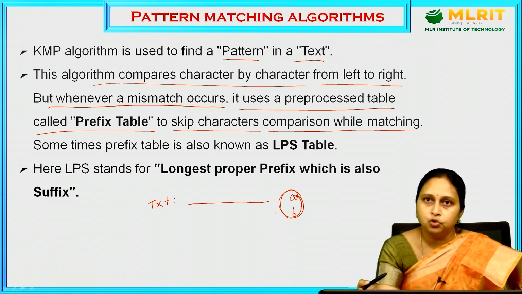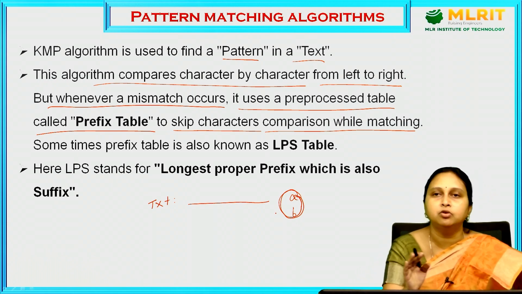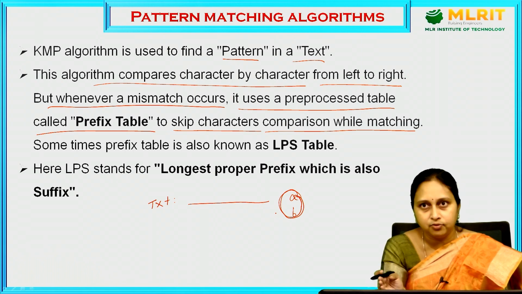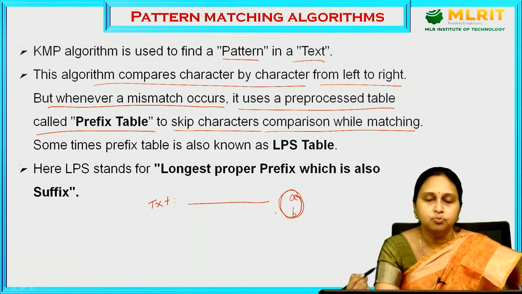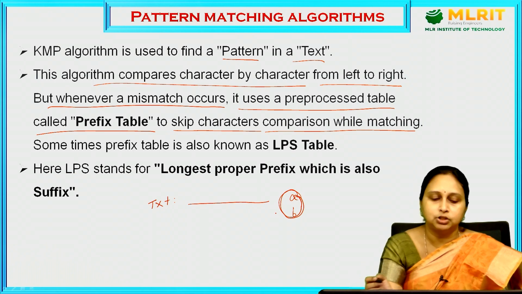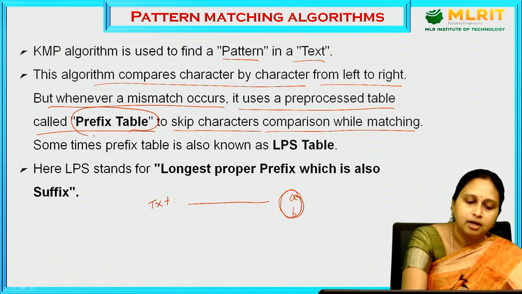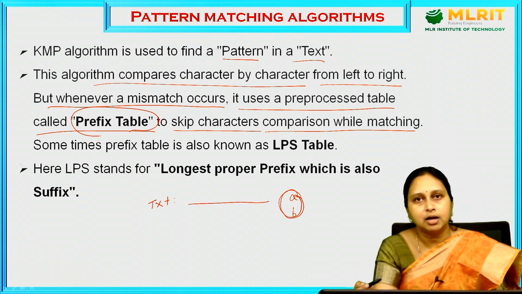In the brute force algorithm, if there is a mismatch, we just move one position, and based on that we start comparing the elements again from the starting of the text onwards. That is the process in the brute force algorithm. But here we are not going to repeat that same process. Here we are going to skip them and use the prefix table, and based on that we start our comparison.